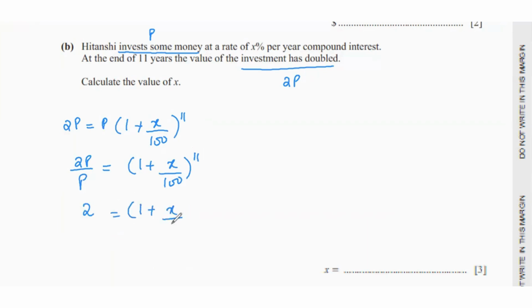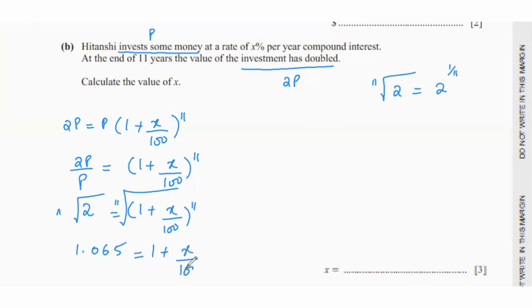Next, what we do is we take the 11th root on both sides to get rid of the 11 power on the bracket. So now 2 to the power of 1 divided by 11 is 1.065. Remember, if it's the root of something like the 11th root of 2, that's 2 to the power of 1 over 11. So that's what you would plug in your calculator to find the value of the 11th root of 2. That's 1.065 equals 1 plus X over 100.